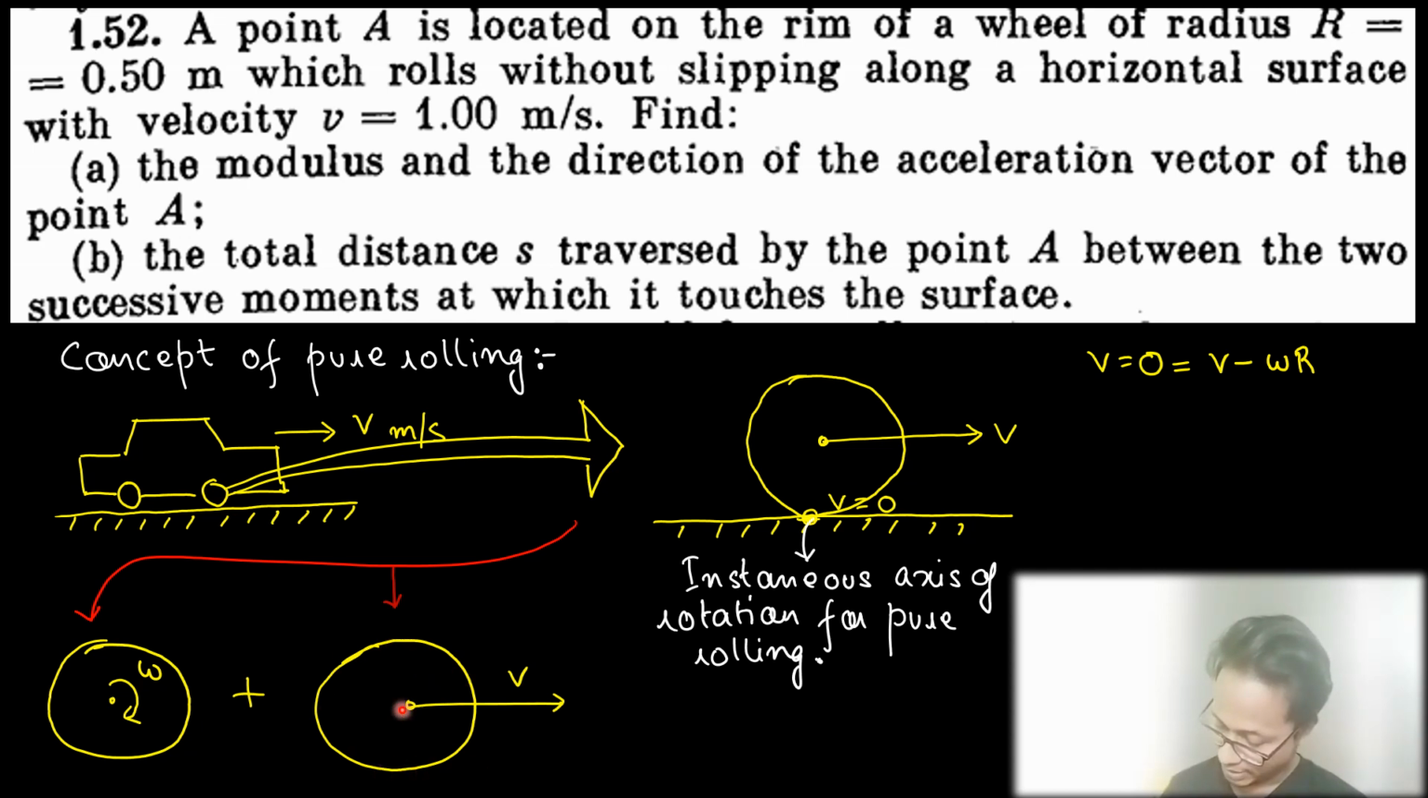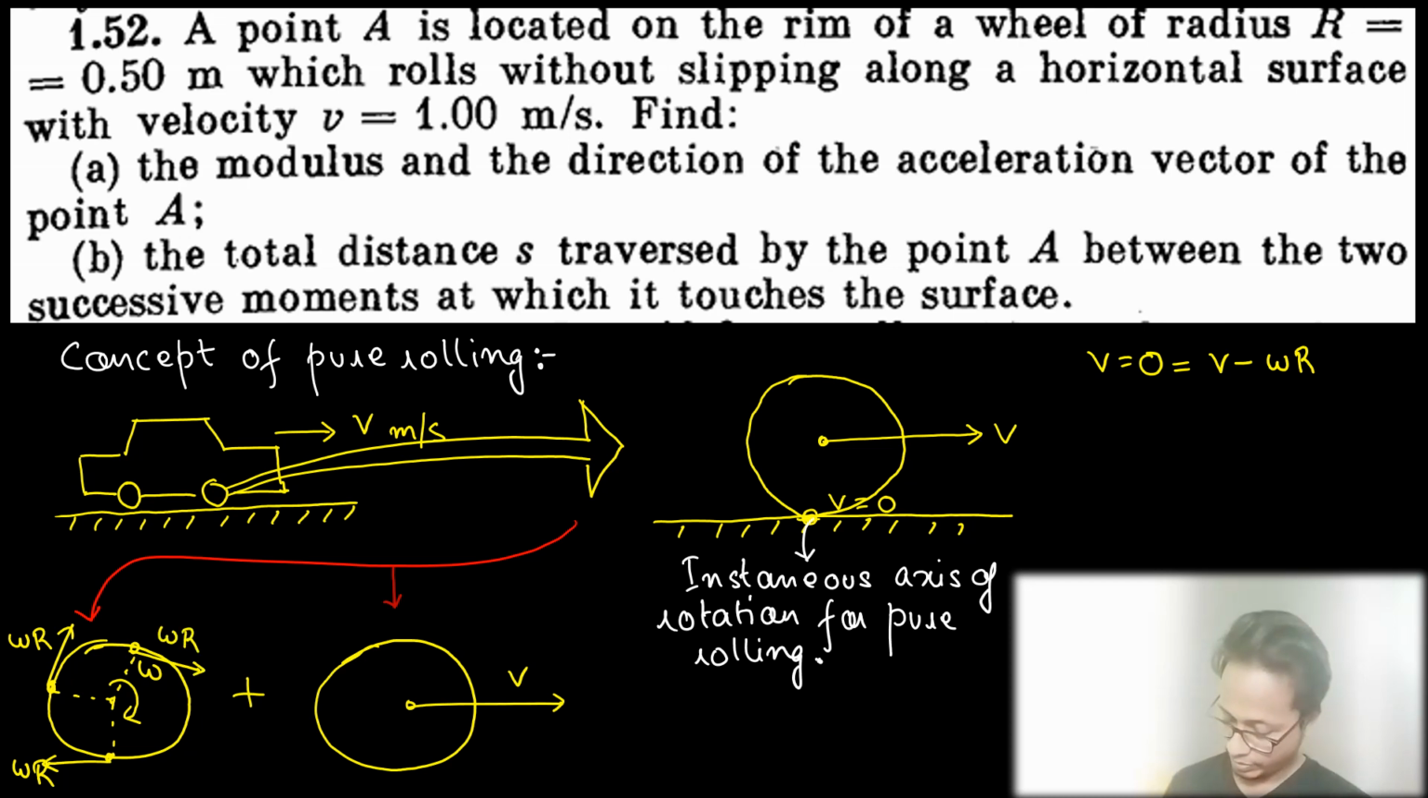Because whenever a body is sliding, each and every point on the body will have the same motion as the sliding motion. And whenever a body is rotating, each and every point will have a velocity of omega r, which will be normal to the radius. Not only on the rim, any point inside the disk will also have a velocity of omega r normal to the radius.